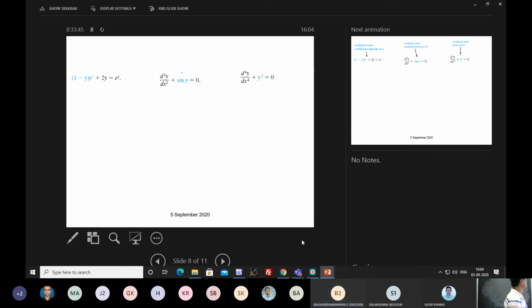And in the second case, you can see that sine y is itself a nonlinear function of the dependent variable. So that is where the nonlinearity comes in, and that's how it works. The blue color has given you enough information. Okay, fine. So I think I'm going to stop here.